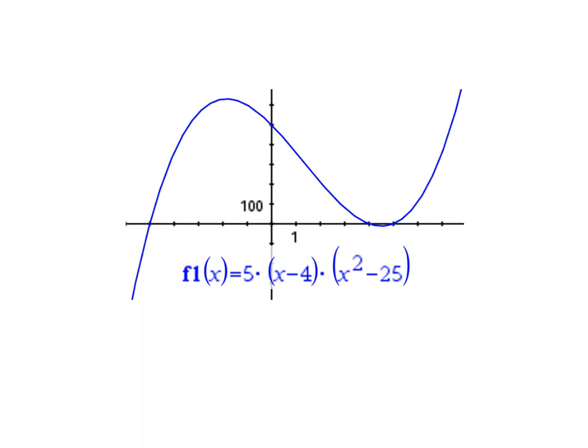And here's the graph on our calculator. You can see we do have a y-intercept of 500 up there, and then our x-intercepts at -5 and looks like 4 and 5. So I think that does it, and now you should have plenty of tools to work with both the long run behavior of polynomials and the short run behavior.